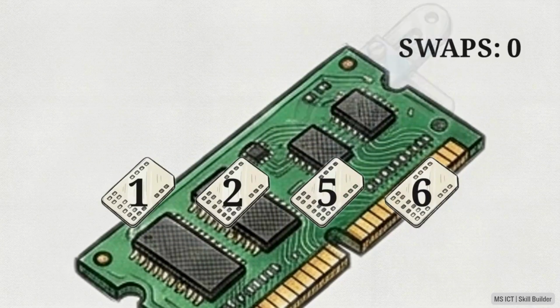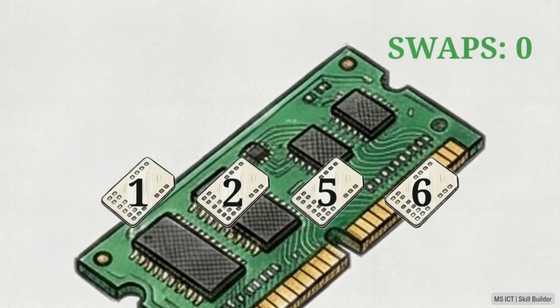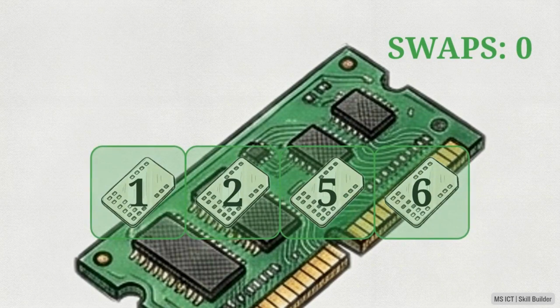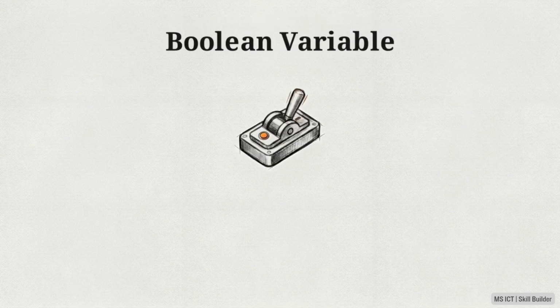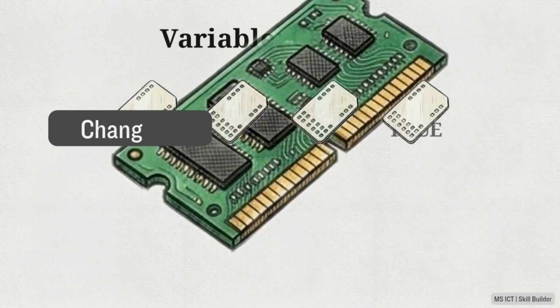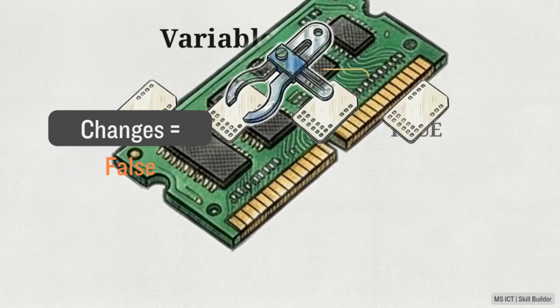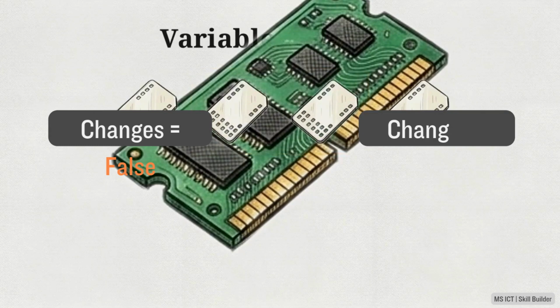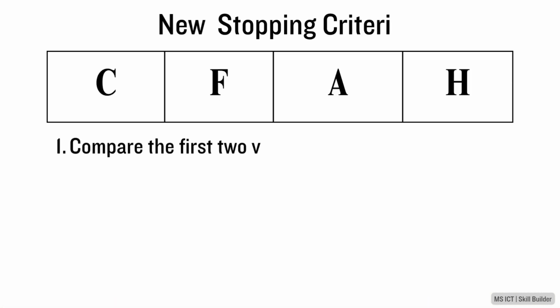If the program completes a full pass without making a single swap, you have mathematical proof that every item is already in perfect order. To capitalize on this, developers introduce a Boolean variable to the code, a simple true or false flag. At the start of every pass, they set a variable called changes to false. If a swap happens, they flip that variable to true. This creates a new stopping criteria, outlined here in the text.